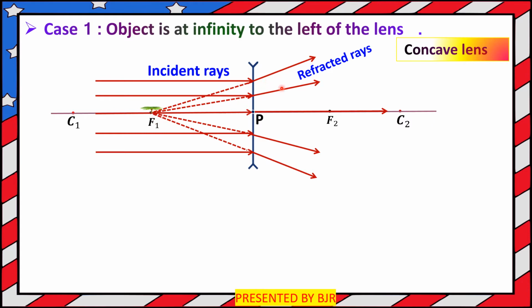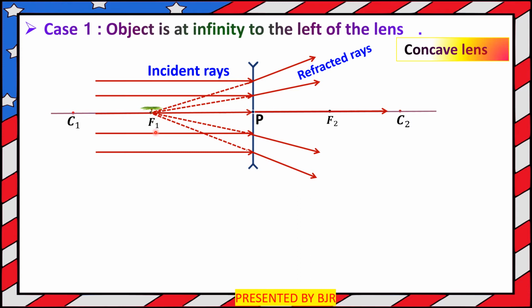That means all these refracted rays appear to be coming from the focal point on the same side of the object here at F1. Hence, here a small image will be formed at F1. Because I have shown this lens towards a distant tree, and its image has been formed at the focal point F1 here. So all these refracted rays appear to be coming from the focal point on the same side of the lens.